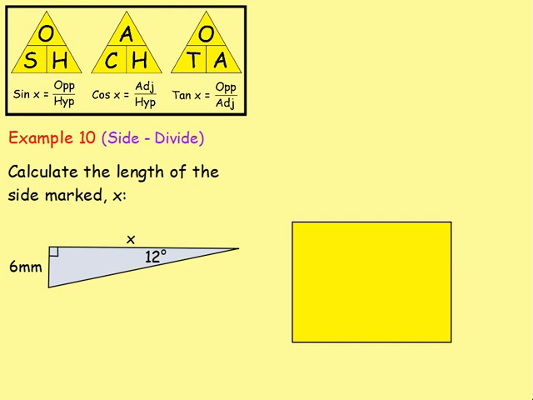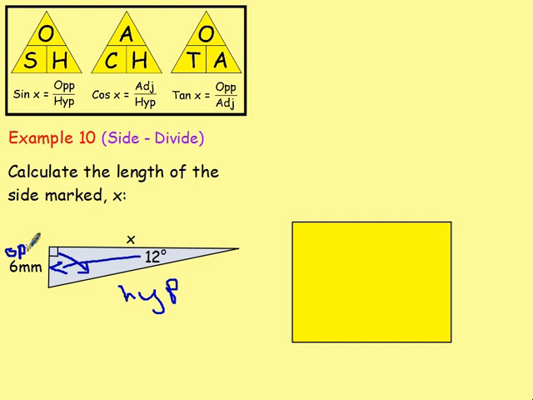Example 10, working out the length of a side. Again, this is going to be a dividing example. So, start off by labeling the sides. So across from the right angle is the hypotenuse. Good, that there's the hypotenuse. Across from our angle is the opposite. Good, so that there is the opposite.